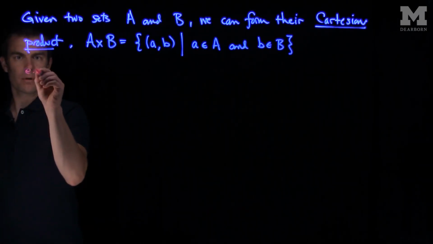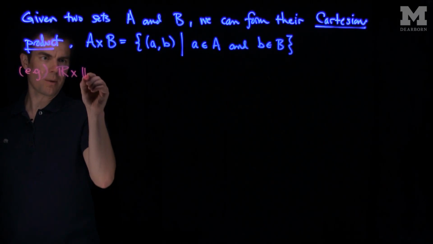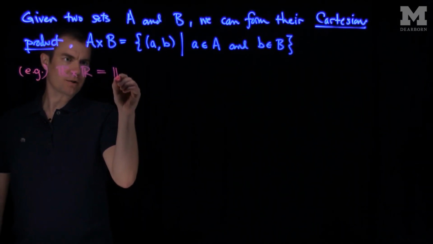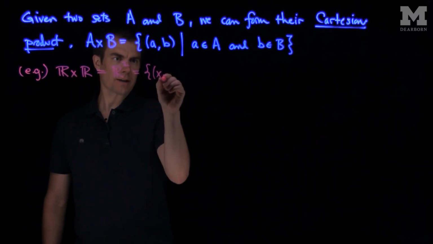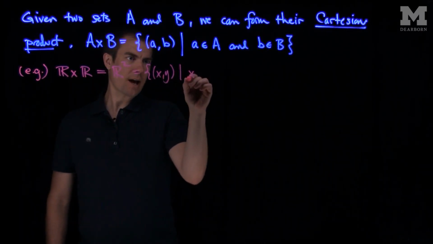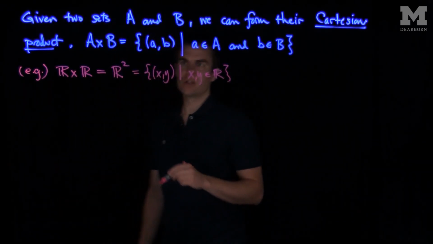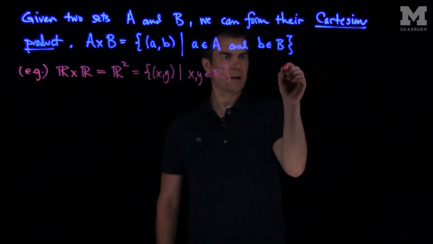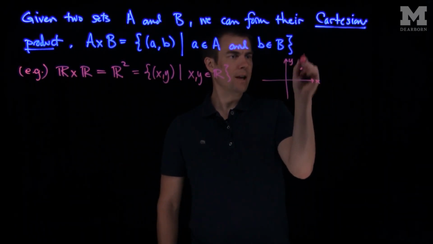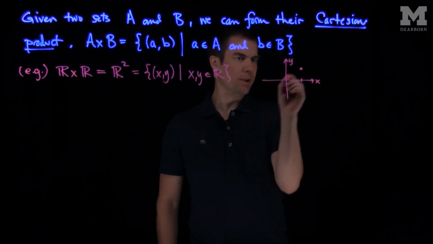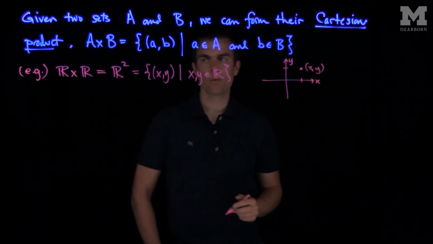So if we look at the real numbers cross the real numbers, we're used to writing this set as just R squared, and this is the set of all points (x, y) such that x and y are real numbers. And we can geometrically visualize this set as the Cartesian plane. Here's the x-axis, here's the y-axis, and a generic point is something in the x direction, something in the y direction. So that's the point (x, y).